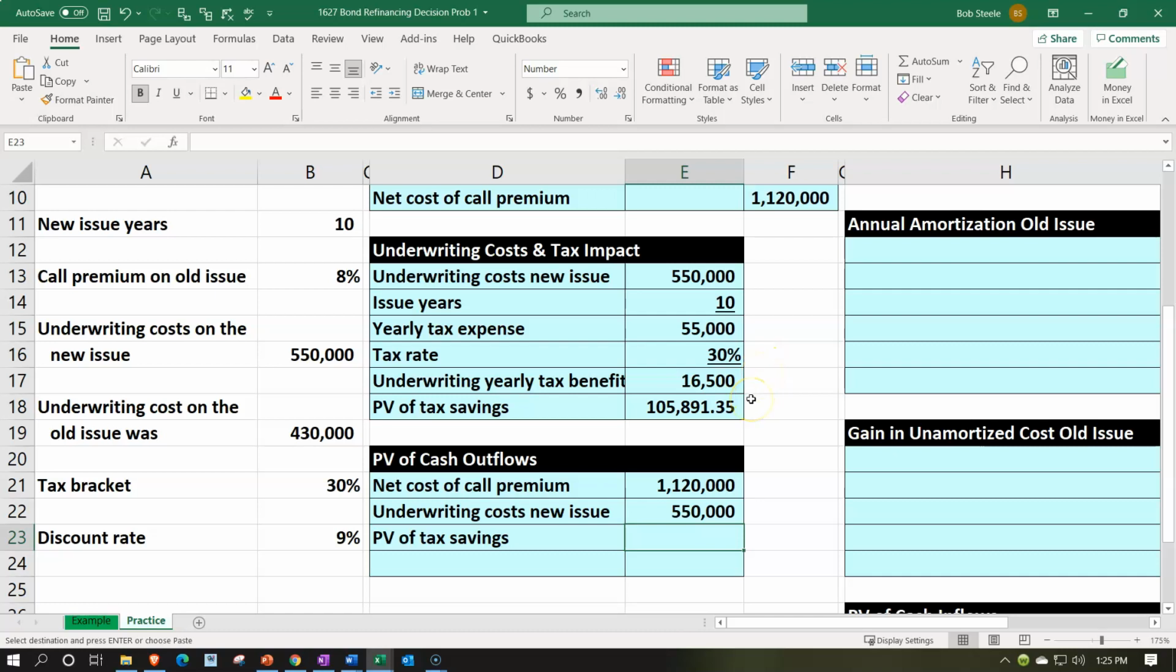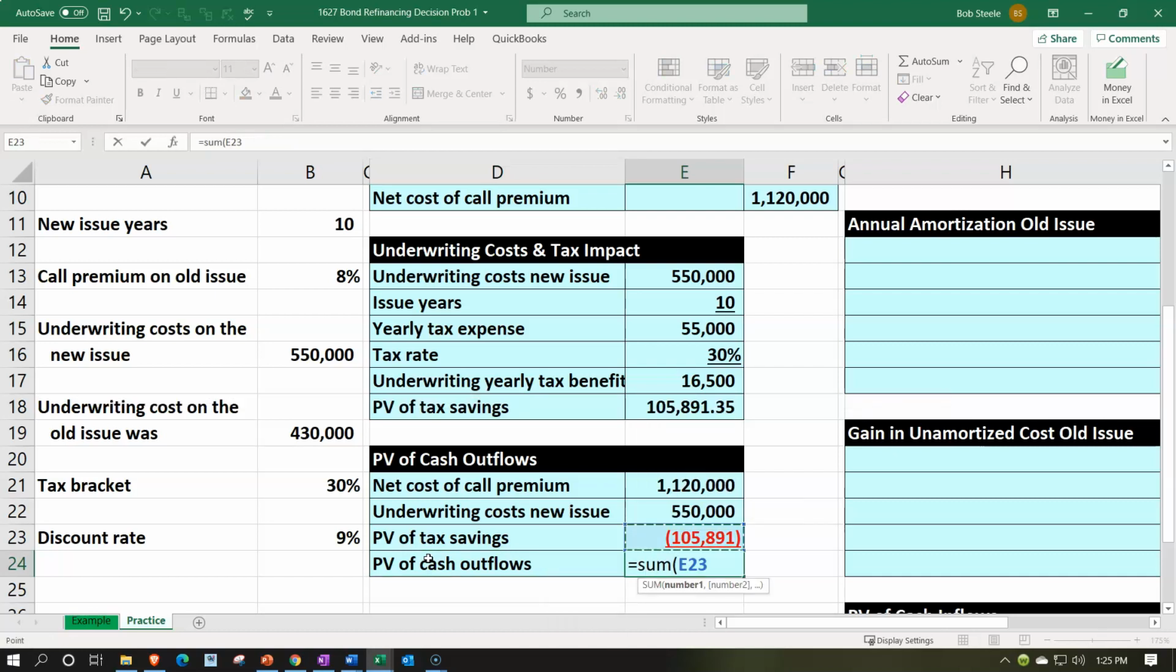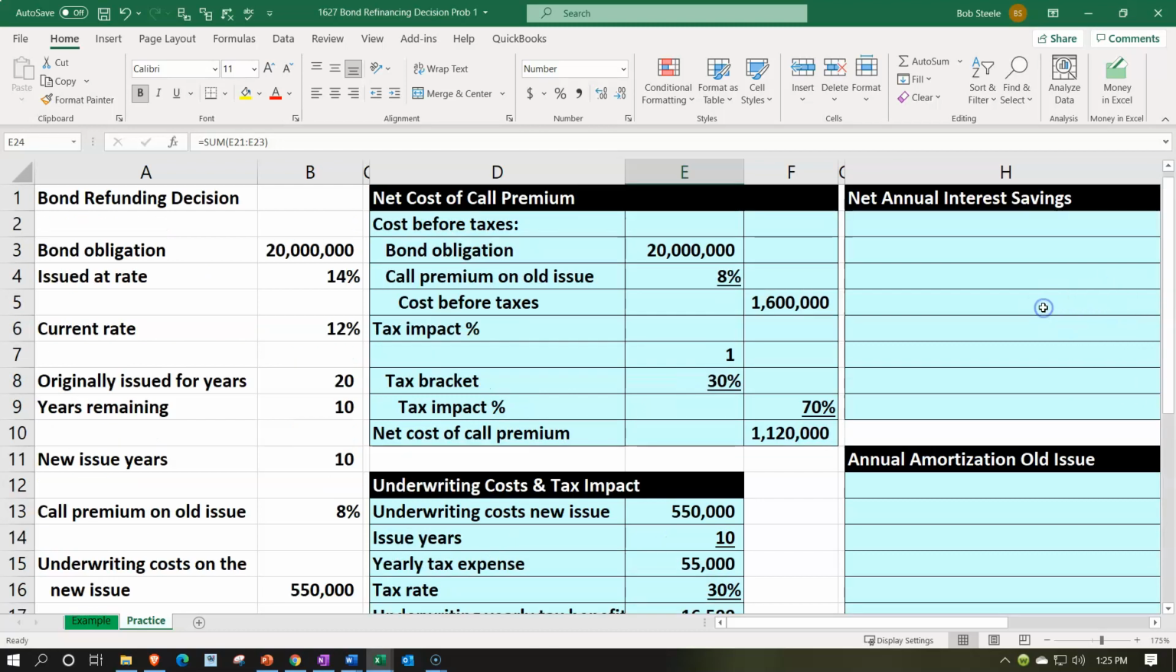And if we present value the benefit there, I'm going to make this a negative of that 105,891. Underlining that, that's going to give us then our present value of the outflows. We're going to say present value of the outflows equals the sum of these items. So we got the 1,156,108.